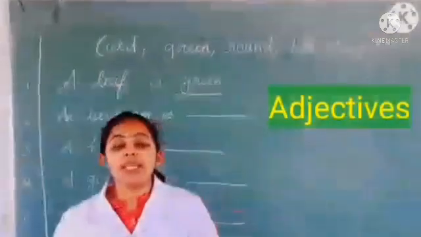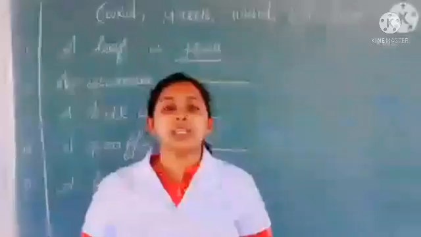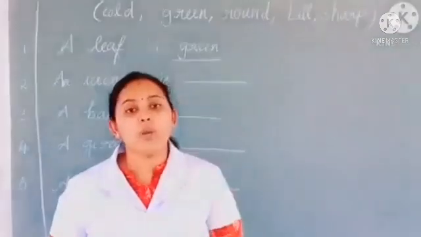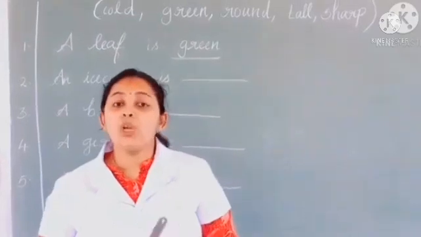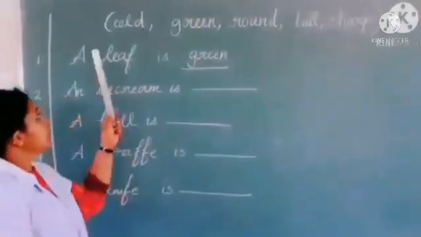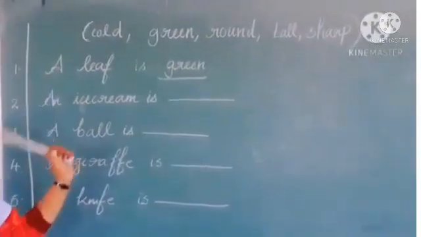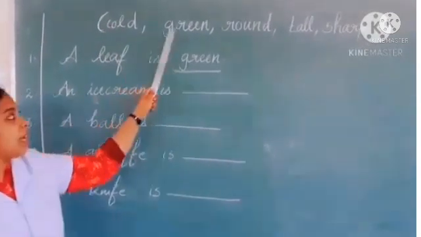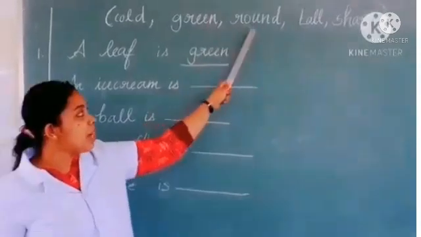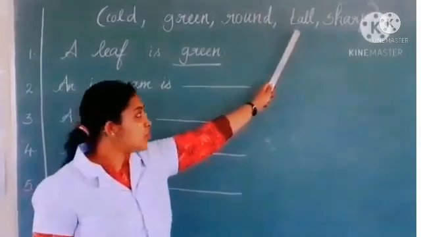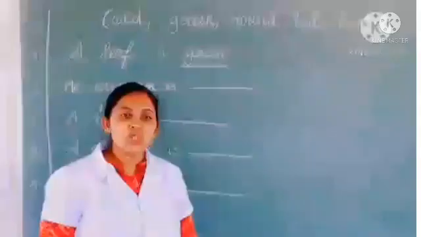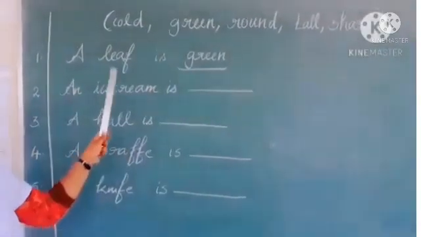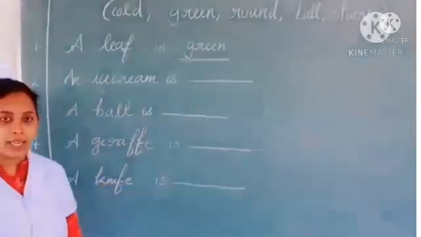An adjective also describes how someone or something looks, tastes, feels, smells and sounds like. So children, yesterday we discussed one of the textual activities and today let us discuss one more textual activity and the vocabulary session. So look at the board. Here they are given some words in the bracket. First one is cold. Second one green. Third one round. Fourth one tall. And fifth one sharp. From these words we need to use the correct words to complete these sentences.